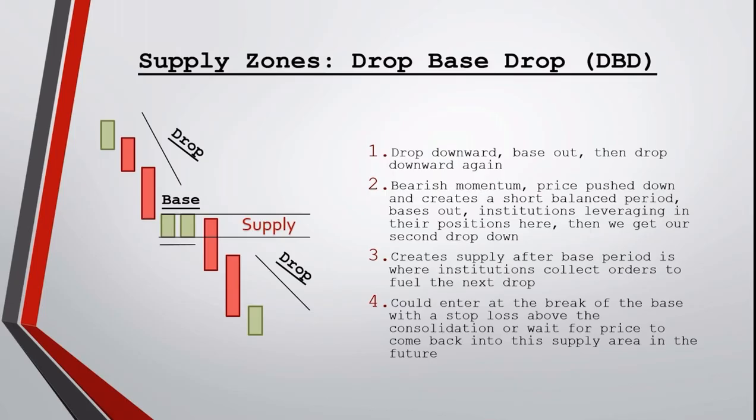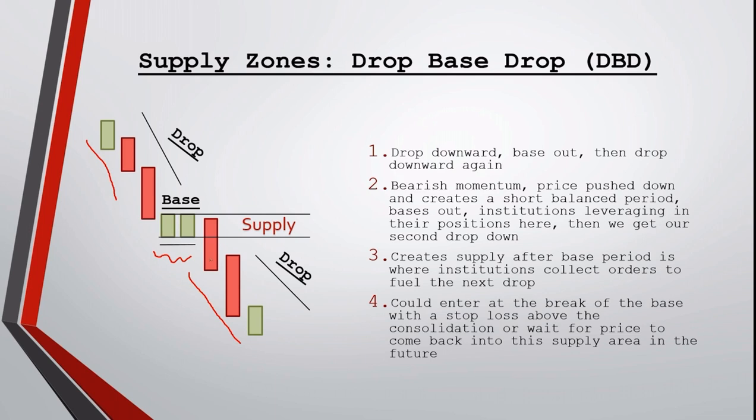It's the same thing as the rally base rally, but it's for the downside and supply zones. It's called the drop base drop, DBD. We get a drop downwards, right? Then we base out. Then we get another drop downward again.